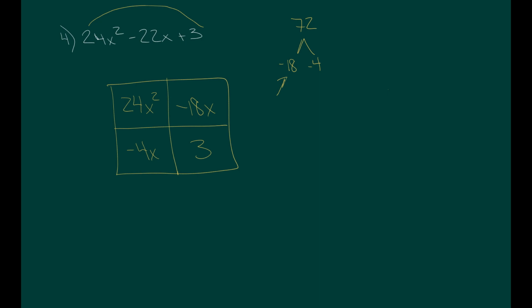All right, so in the first row, I can take out a 6 and an x. The second row, there is no greatest common factor, but because the first number I run into right here is negative, I'm going to take out a negative 1. Then in the first column, my greatest common factor would be 4x. In my second column, 18 and 3, my greatest common factor would be 3, but since the first number I run into is negative, my greatest common factor has to be negative. So my answer would be 4x minus 3 and 6x minus 1.